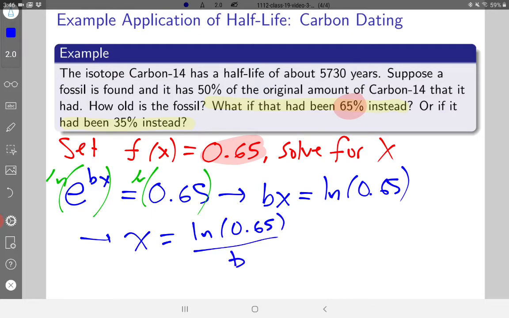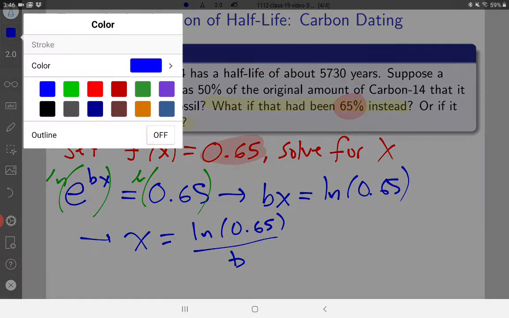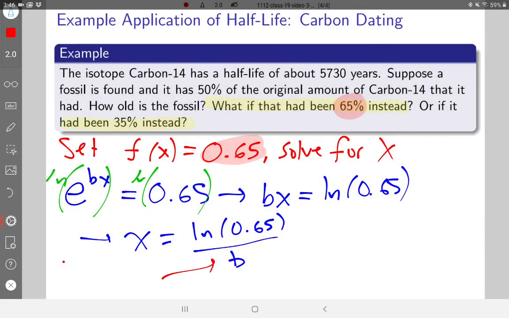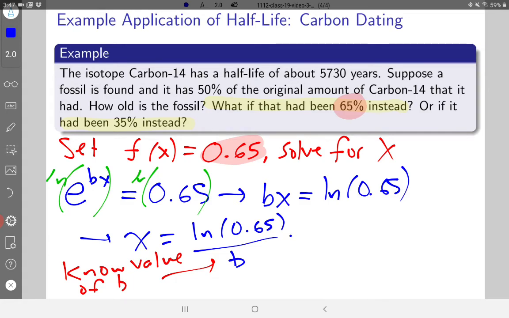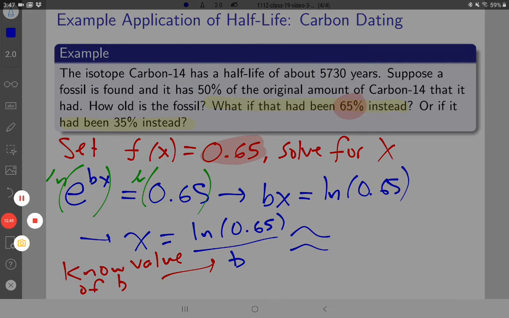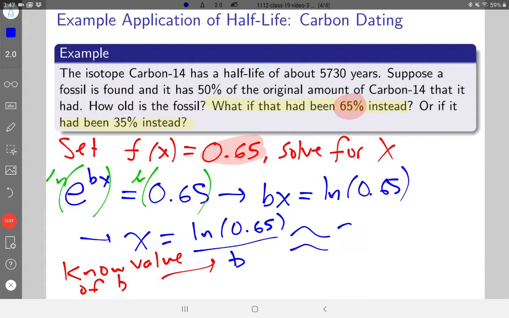And now here is where I'm going to pull in what we know the value of b to be. I chose to write b as that constant right now just to make the writing of solving this equation easier. Now when I get to the crunching the numbers step, I can actually plug in that value and see what this works out to be. And I calculate that to be around 3,561. And remember that x value is in years.